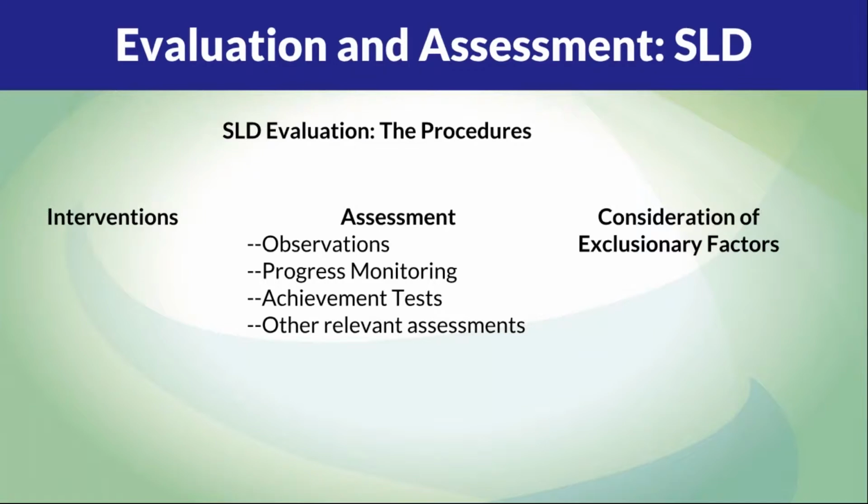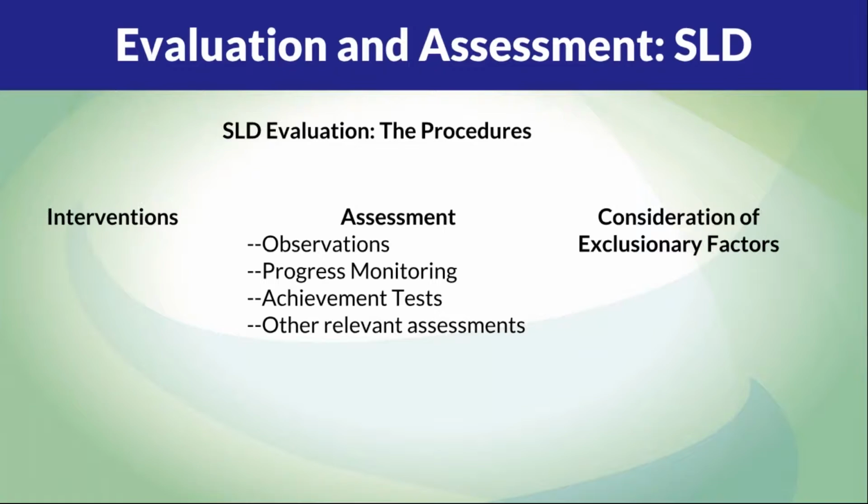So when we talk about evaluation and assessment for SLD, this is what it means, right? So what's the evaluation procedure for SLD? There's three main components to it. There's the interventions aspect of it, there's the assessment aspect of it, and then there's consideration of exclusionary factors. Within each of these components, there are some things that are explicitly spelled out by law that schools cannot deviate from. When it comes to interventions, there needs to be two. In the area of concern, it needs to be progress monitored a particular way. We're going to talk about that next.